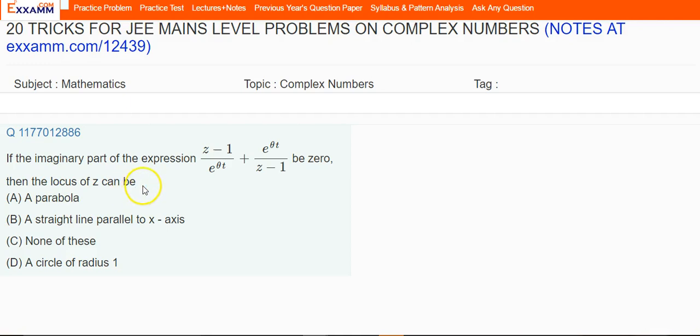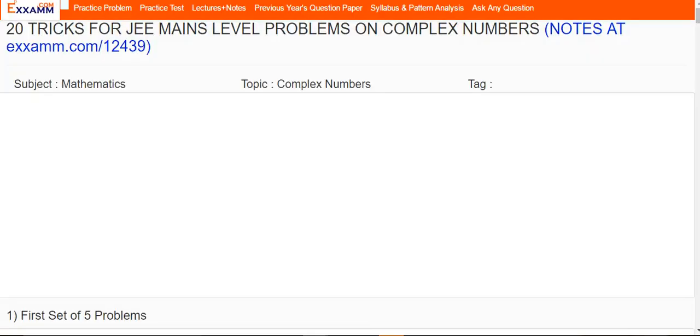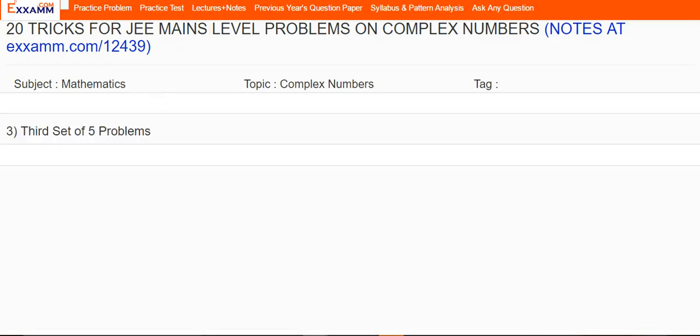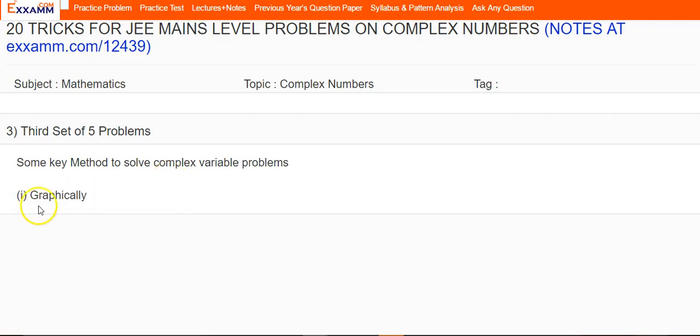Now again, the biggest problem for me always in JEE problems has been where to start from. What are the various possible options for us to start these kinds of problems? The options available are that we solve the problem graphically, or we solve the problem using the exponential form of the complex variable, z is equal to r e to the power i theta, which is the same as z is equal to r cos theta plus i sin theta.